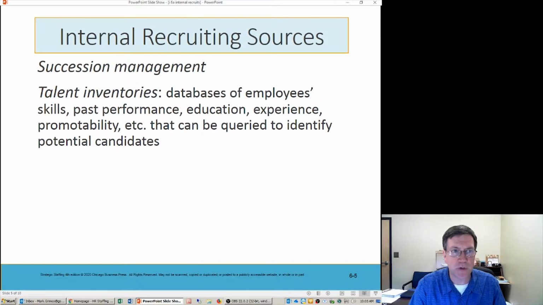Keep in mind, and we're going to talk about both succession management and talent inventories and career planning and so forth in a later video further on along in the book.